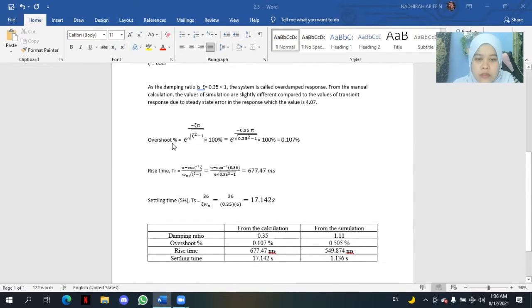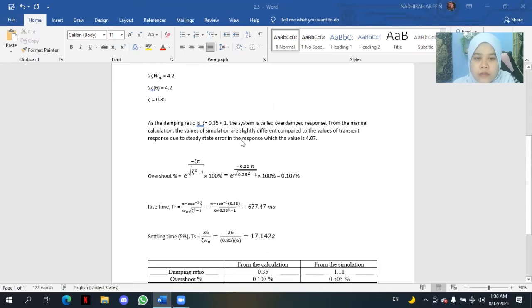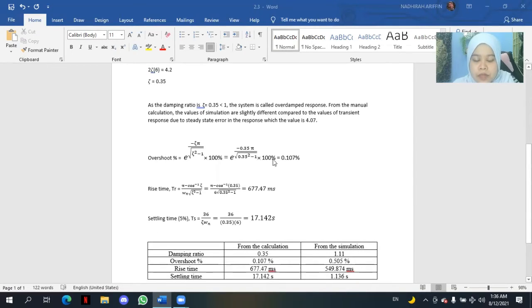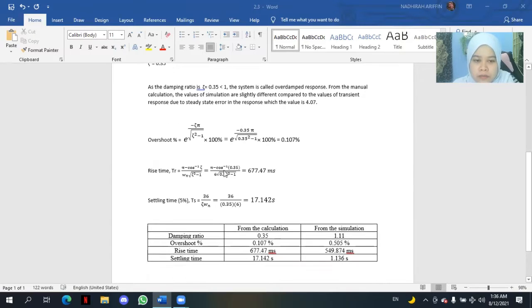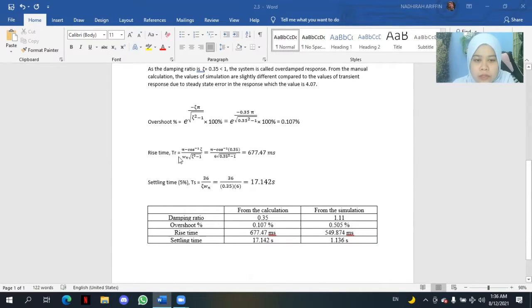For the overshoot percentage, it equals exponent of negative zeta pi over square root of 1 minus zeta squared, times 100%. The value 0.35 is the value for zeta. So the answer is 0.107%.